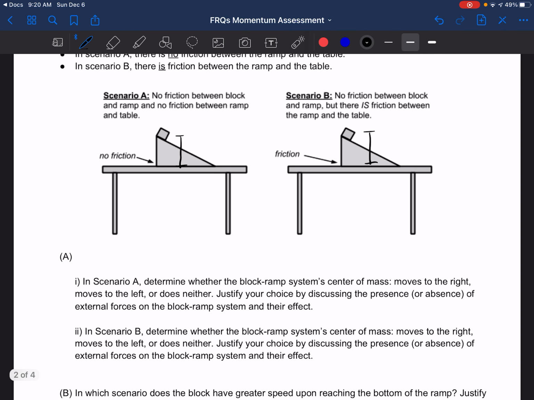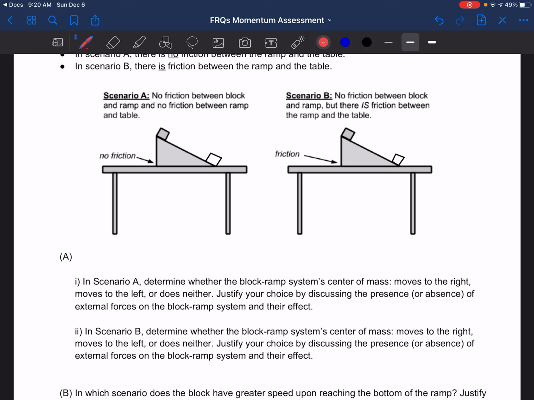However, in scenario B, when the block reaches the bottom, the block is the only thing moving. But in scenario A, when the block reaches the bottom, oh gosh, come on, I'm so bad at this. And I don't really like my, let's just use the tool. Haha.